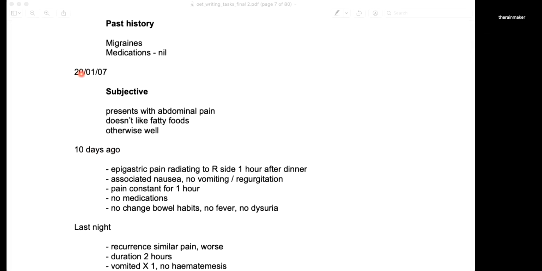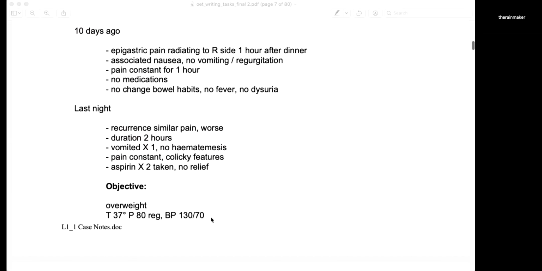And 10 days before that, that means January 10th, she also had similar issues. Look at that. Epigastric pain radiating to the right side 1 hour after dinner, associated nausea, no vomiting, regurgitation, pain constant for 1 hour, no medication, and so on. But last night, look at what happened. Recurrence of similar pain, worse, duration 2 hours, vomited once, no hematemesis, and then we have pain, constant colic features, aspirin taken twice, right? No relief. Overweight with temperature and so on.